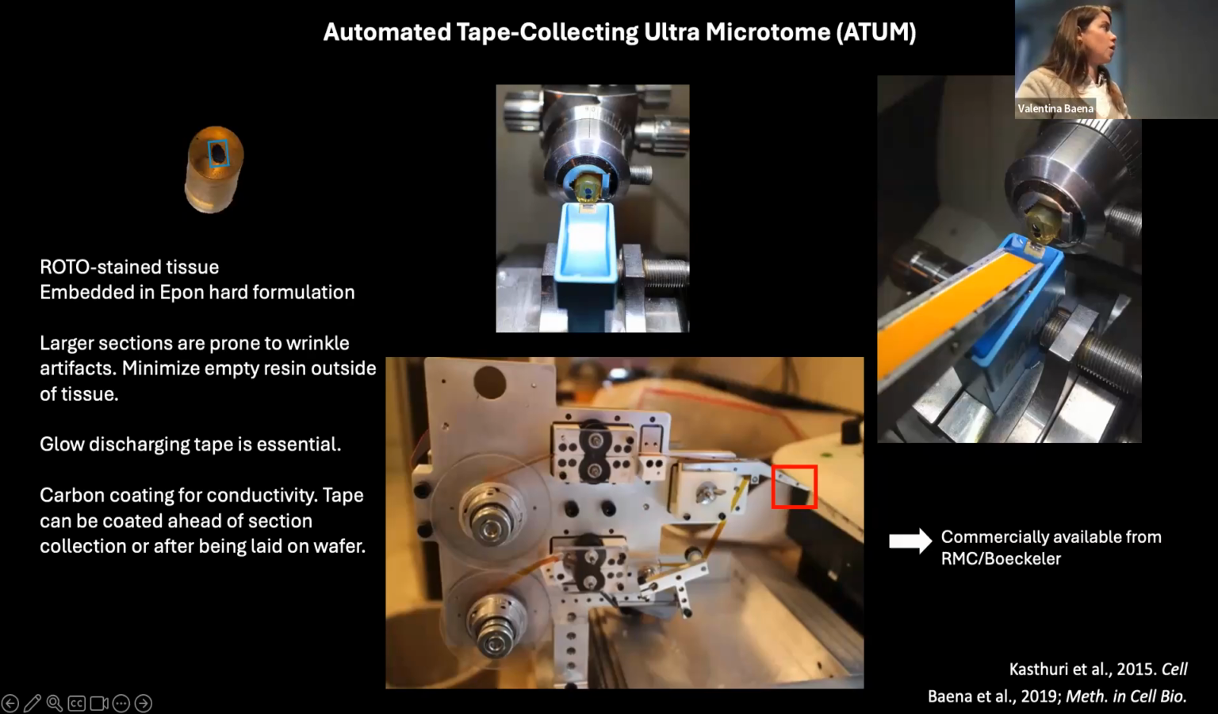And then second is carbon coating, which is essential for creating that conductivity within the SEM microscope. So you can either carbon coat the tape ahead of time and then collect the sections onto the carbon coated tape, or after it's been laid on wafers, carbon coat the whole wafer, and then it can go into the SEM chamber.